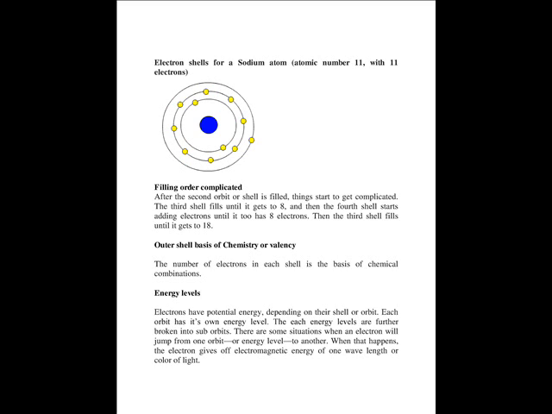After the second orbit or shell is filled, things start to get complicated. The third shell fills until it gets to 8, and then the fourth shell starts adding electrons until it too has 8 electrons. Then the third shell fills until it gets to 18. You understand? So the third shell doesn't fill to 18 at first, it fills to 8. The fourth shell starts filling, then it comes back to the third.